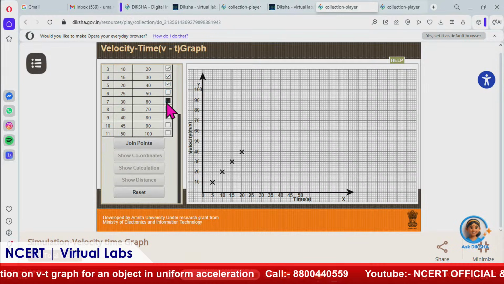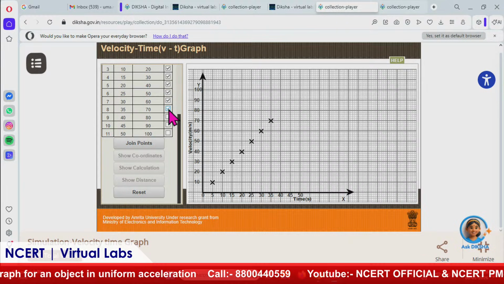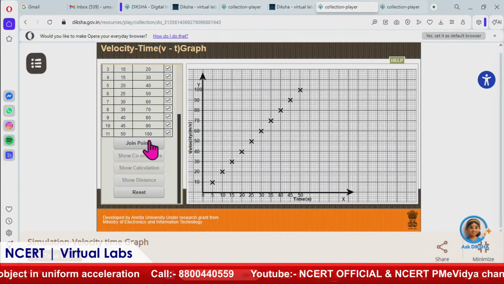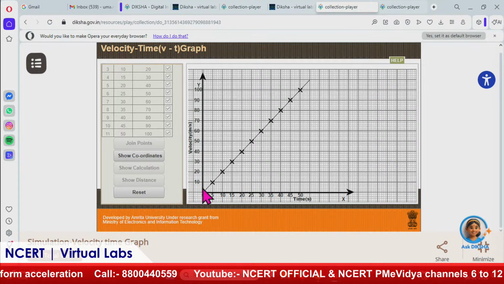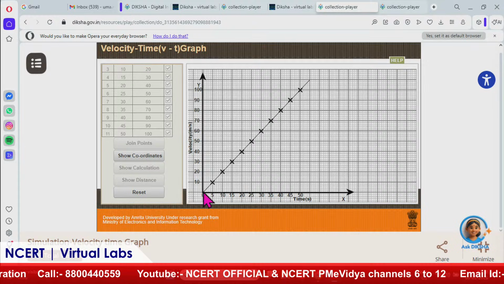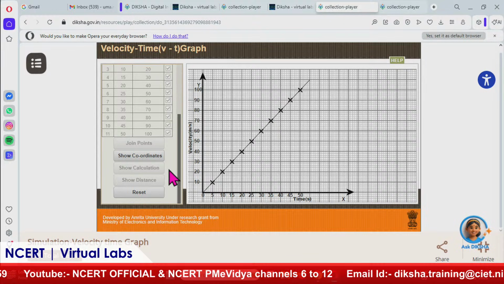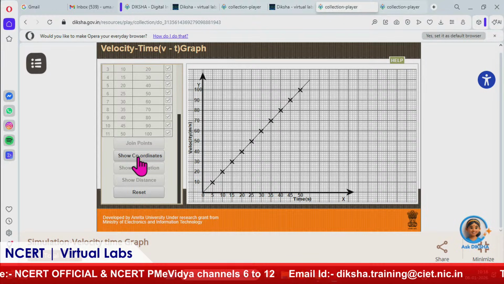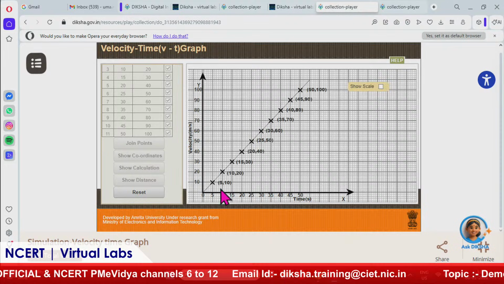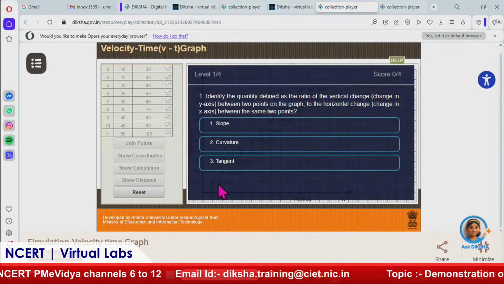Okay. So these points, that means I have plotted these points. One by one I am plotting, then join points. As you see, it is an example of uniform acceleration. Here the velocity is increasing because slope is positive. Now show coordinates. By seeing simply, it shows the coordinates x, y, 5, 10.